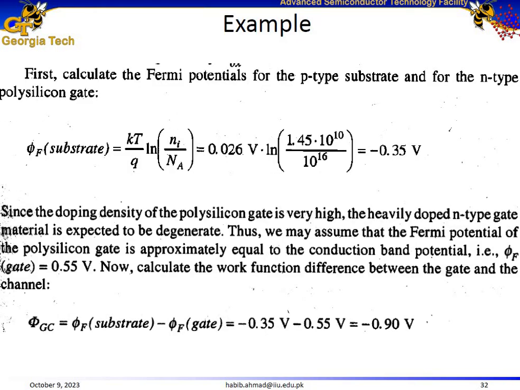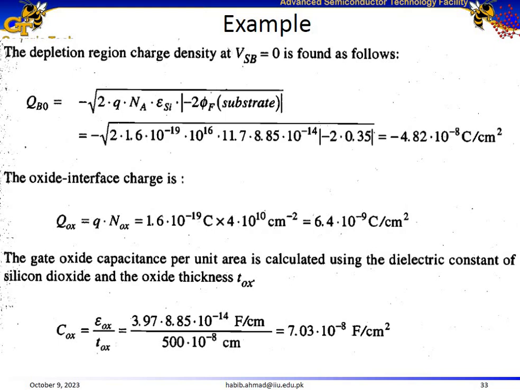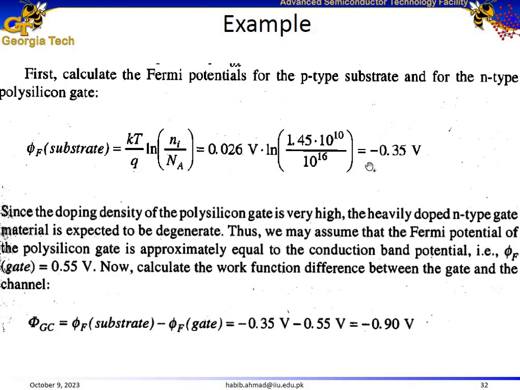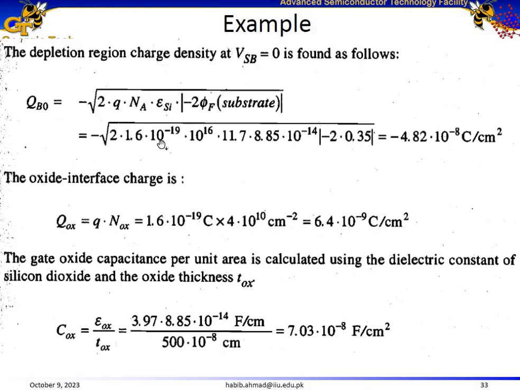And we also calculated phi F. So now the surface potential would be equal to 2 times phi F. For calculation of the depletion region charge density, we have an expression. We calculated phi F in the previous slide, minus 0.35 volts. So replace the value of phi F in this expression, and the depletion region charge density is also calculated in coulomb per centimeter square.